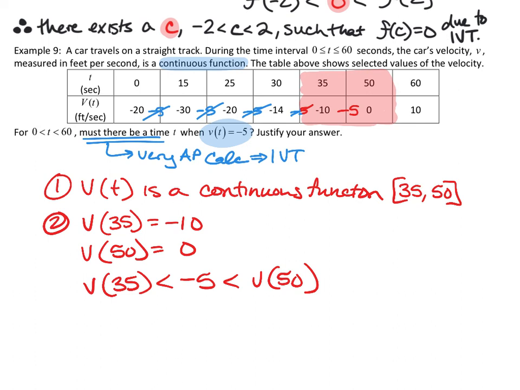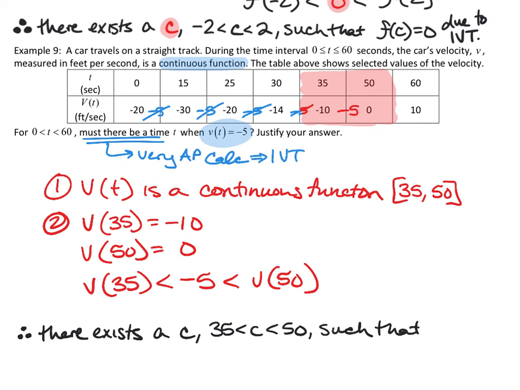So we write our sentence. Therefore, 3 little dots, there exists a c value between 35 and 50 such that v of c is going to equal that -5 value that we want, due to the intermediate value theorem, which you can shorten to IVT.